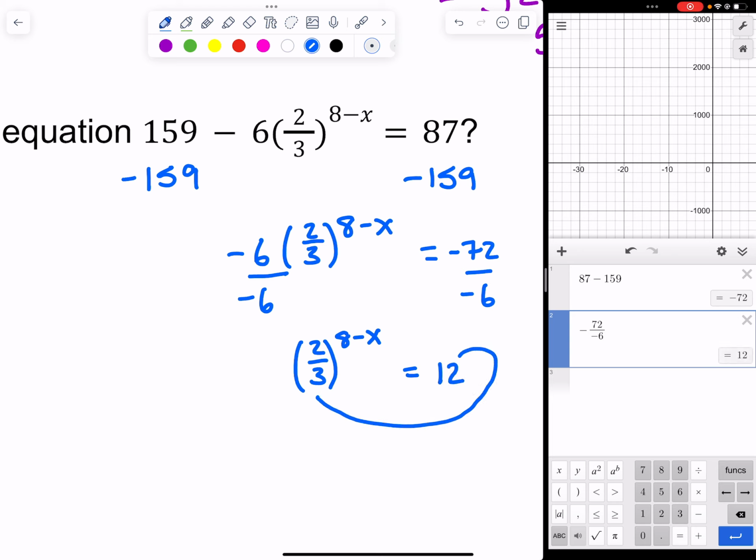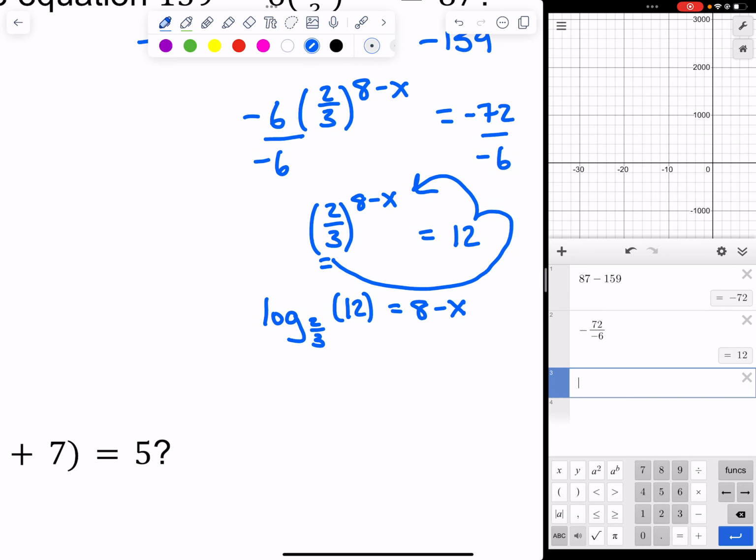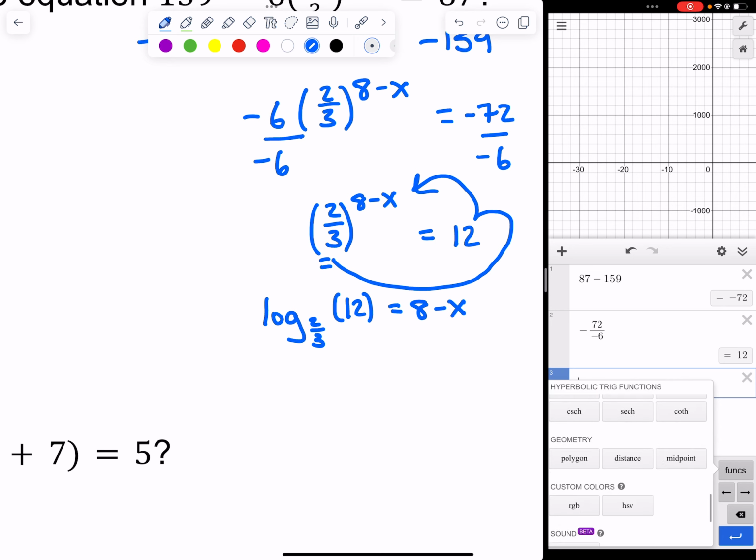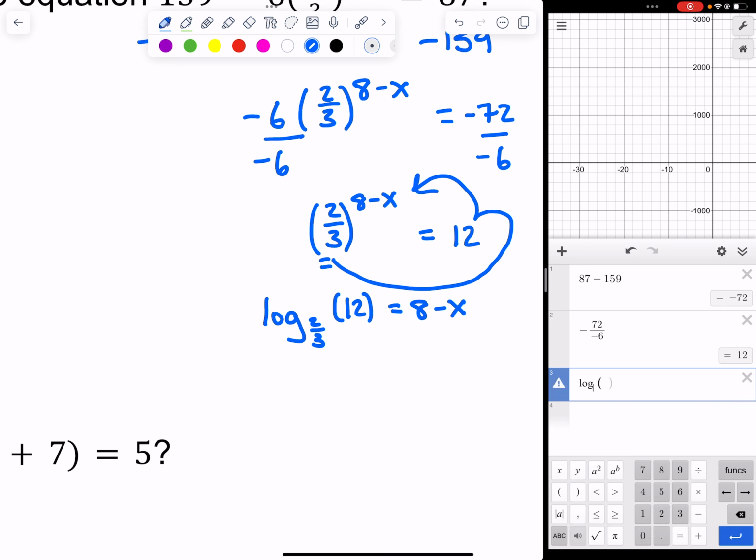Now I need to rewrite this in log form to finish solving because I have an exponent that includes my variable. And in order to get the variable out of the exponent, I need to use logs. Okay, so I take the base and make that my base of log. So log base 2/3 of 12 is equal to 8 minus x. So in your graphing calculator or in Desmos, you can type in the log with that little base number of 2/3 and then 12. And you get negative 6.1285. Let's just carry it out a little ways. And we get that's equal to 8 minus x.